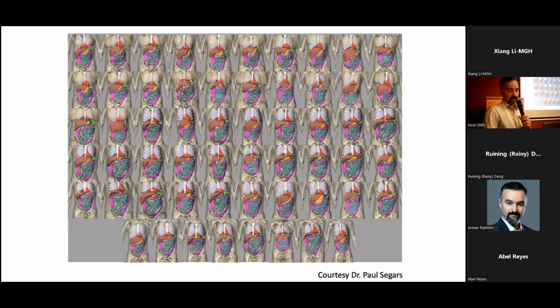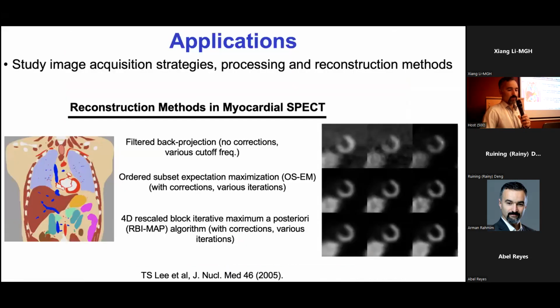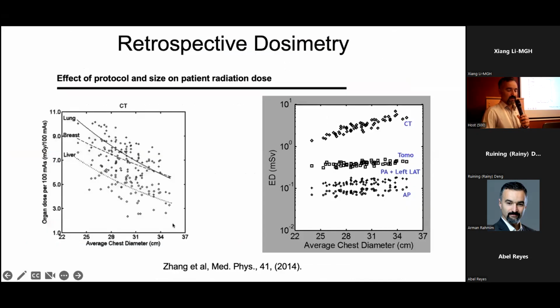And here's an example of a population by my friend and colleague, Dr. Paul Segars. Both of us used to be at Johns Hopkins University, and he's at Duke right now. So you could have a population of patients and try your methods and techniques on them. You could be looking at different reconstruction methods, different algorithms, and pick the best ones, for example. You could also do things like retrospective dosimetry, where, imagine you're doing a CT scan on this population of virtual patients, and you could analyze how much dose everybody is getting.